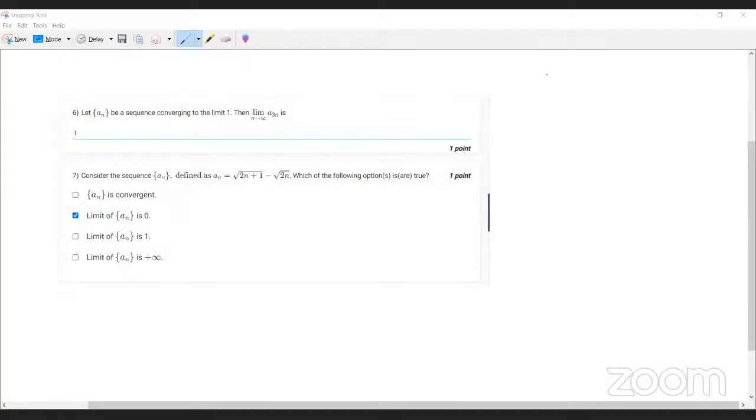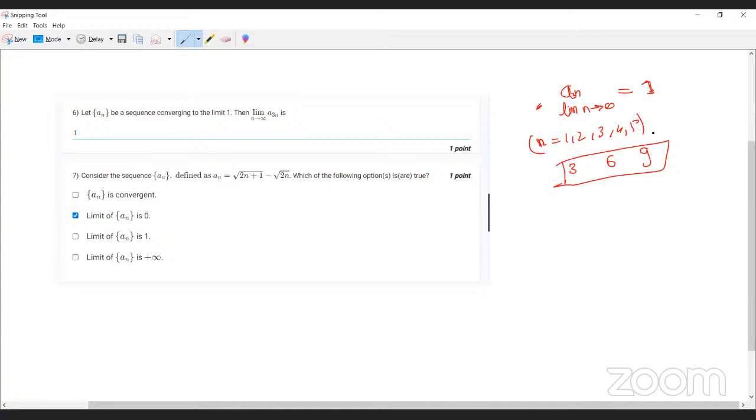Suppose I have a sequence a_n, and the limit as n tends to infinity is given as 1. Here n is 1, 2, 3, 4, 5. But here I'm finding the sequence a_{3n}, not 3a_n. So what will 3n be? If I put n equal to 1, 2, 3, I get 3, 6, 9. So if my sequence a_n tends to 1, this will also tend to 1 only. Basically, this is a subsequence of the particular sequence.